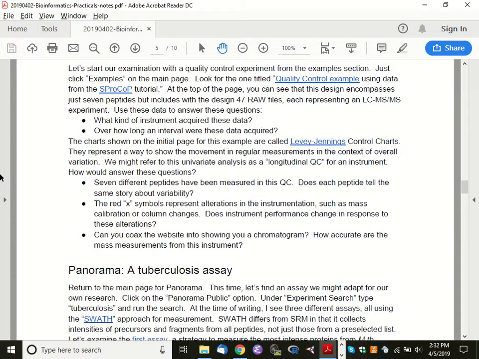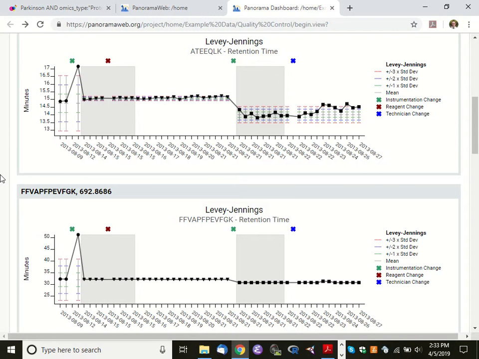Okay, what can we interpret about it? Okay, so it's showing a Levey-Jennings control chart. They represent a way to show the movement in regular measurements in the context of overall variation. So they are using a univariate analysis to assess how this instrument is doing. One of the key concepts that shows up in connection with chromatograms is called retention time. You can see that the vertical axis here has been labeled minutes. So this is telling us how long into the course of this experiment the peptide ATEEQLK appeared.